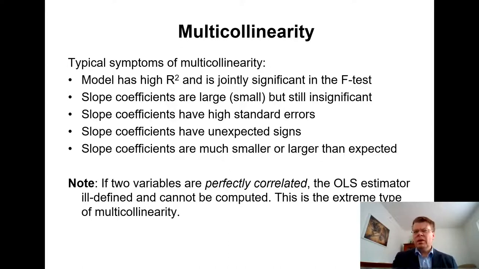Some statistical software, for example Stata, I believe, would automatically eliminate one. So if you accidentally put in two variables that are perfectly correlated, then Stata would assume that you didn't intend to, and it would just automatically exclude one of these variables that you indicated. But not all software is so smart, so you might also end up with some kind of error message.